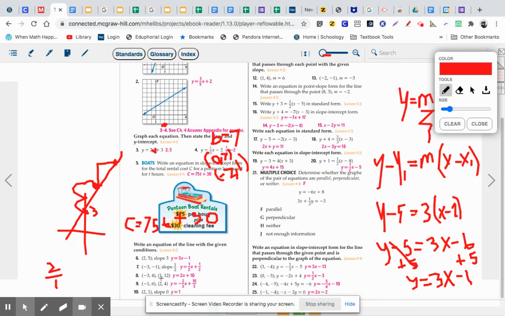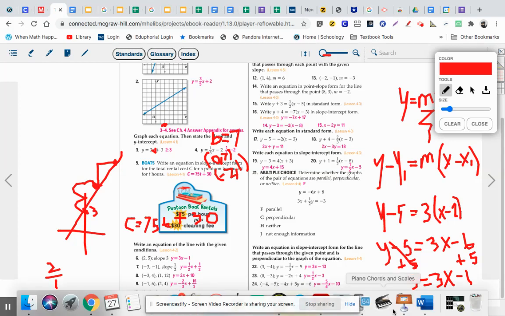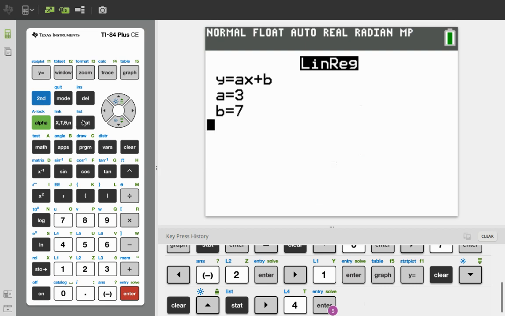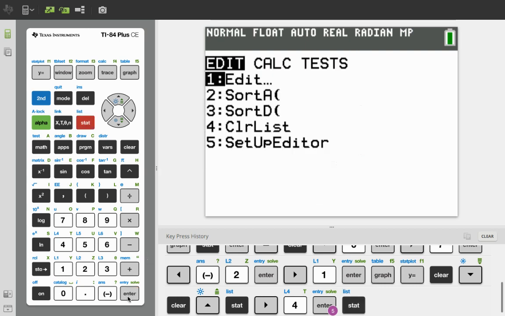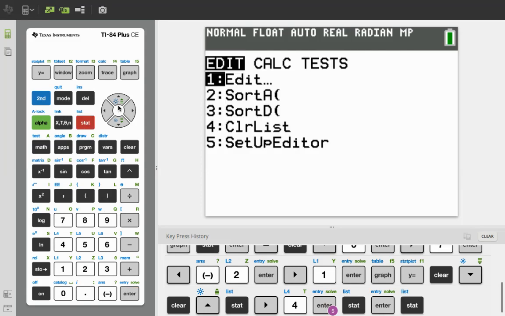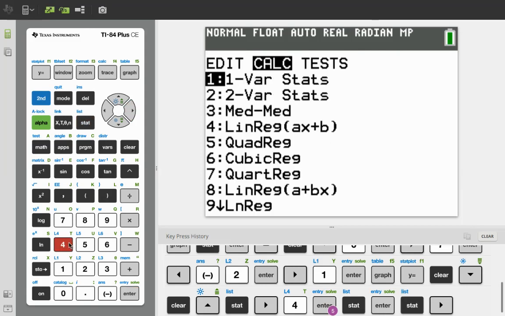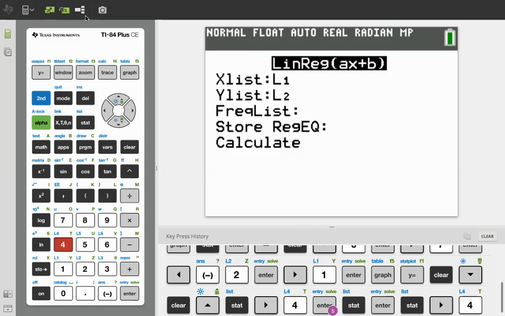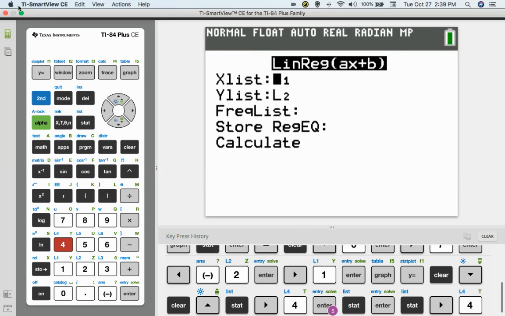Here I see they give you 2 points. So what could you do? You could go back to your graphing calculator, and I'm referring to problem number 8. You could go back to your graphing calculator and just simply do a linear regression. Stat, enter your data for each of those 2 given points, and then you're just going to go stat, calc, option 4, and you'll be off to the races with that.